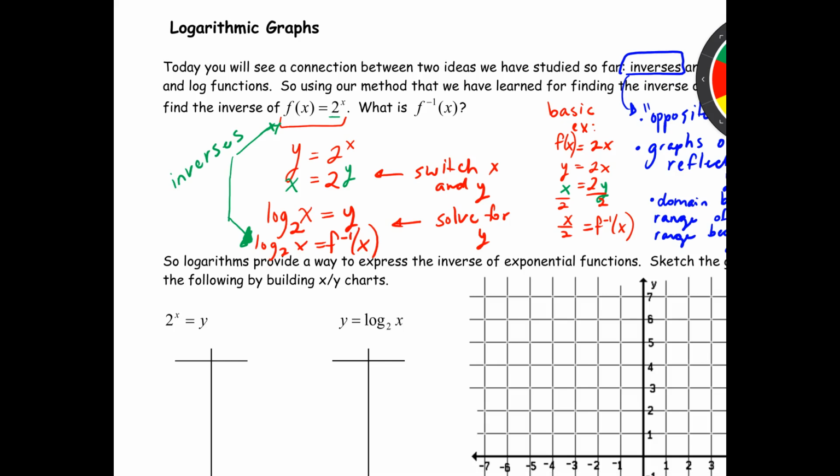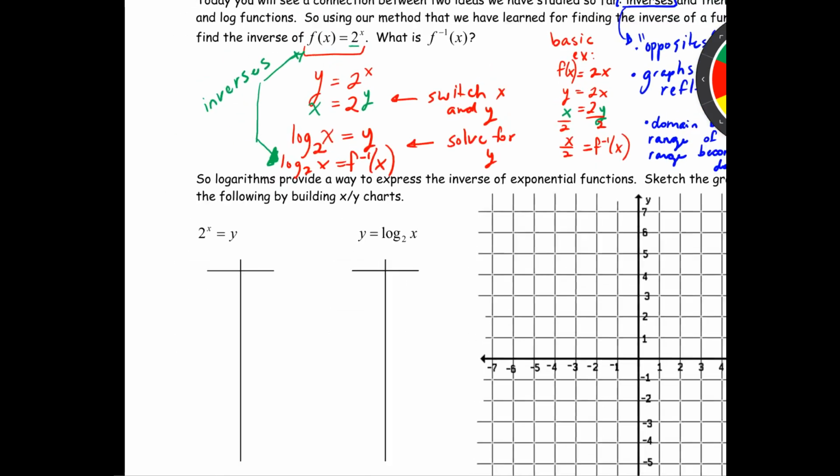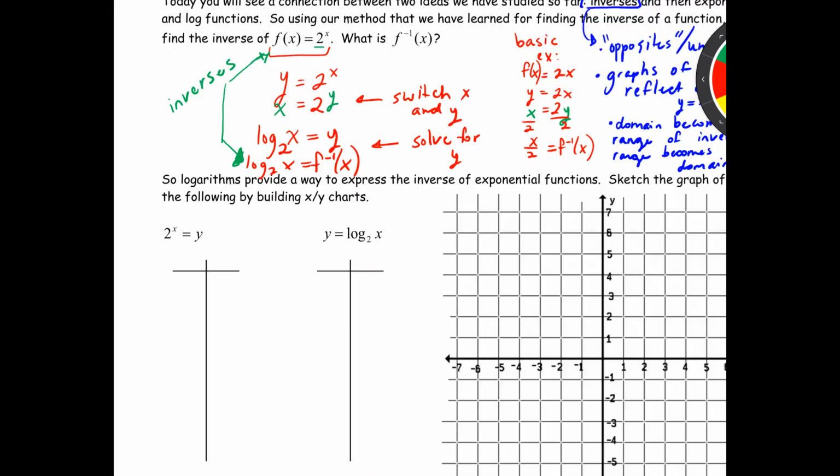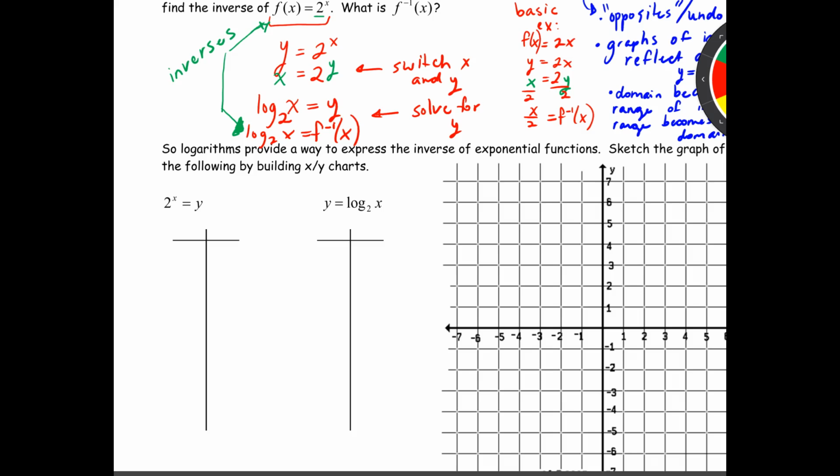So keeping in mind what we know about inverses, let's go ahead and graph both of these. Logarithms provide a way to express the inverse of exponential functions. Sketch the graph of each of the following by building XY charts. So if I'm looking at the basic graph, 2 to the x equals y, what numbers would you guys want to plug in? 0. Should we plug in some negative ones, like negative 1, negative 2 maybe? And then 0, we'll do 1 and 2. Is that good?